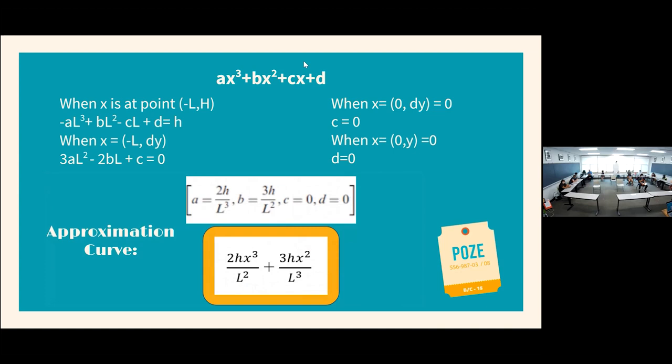And once we do that and simplify, we find the approximation curve of the plane to be 2hx cubed divided by L squared plus 3hx squared divided by L cubed. So this complicated formula just means the curve of the line that we would have to follow.